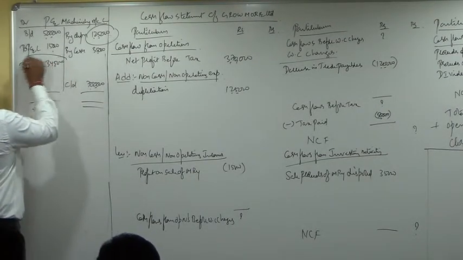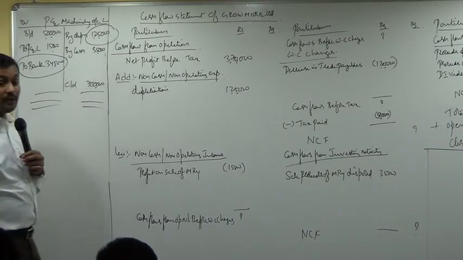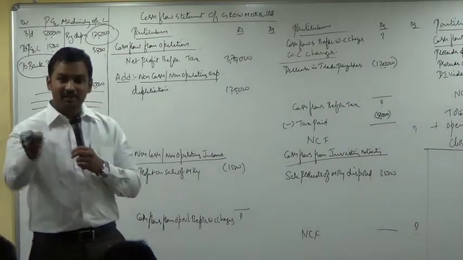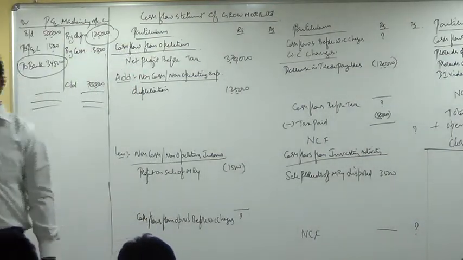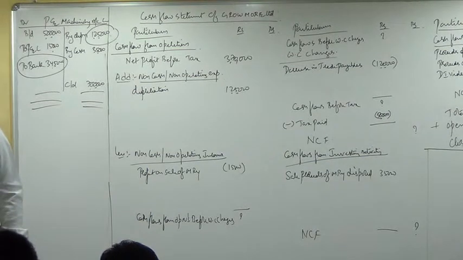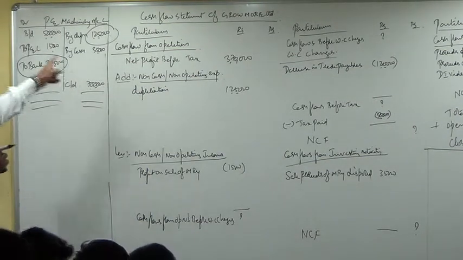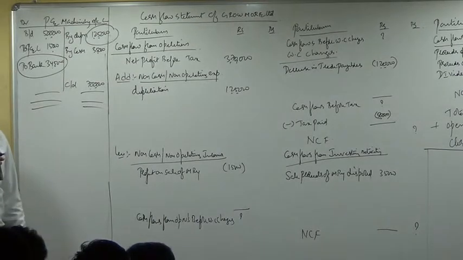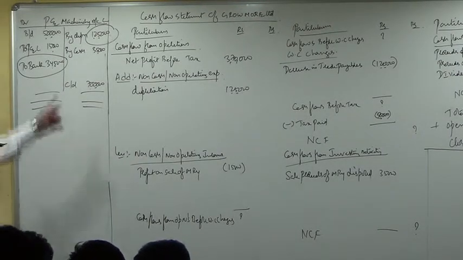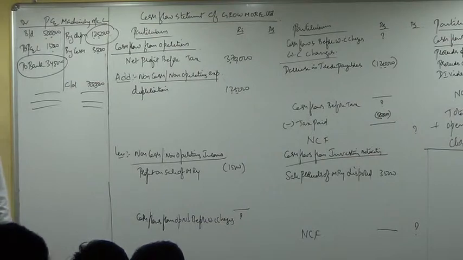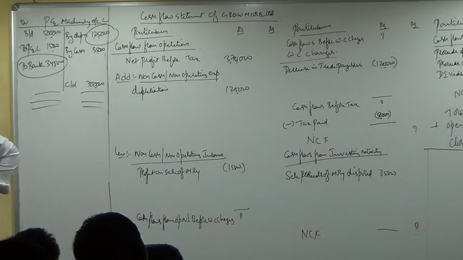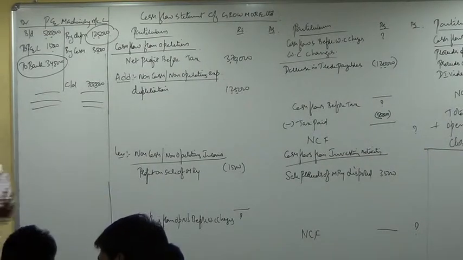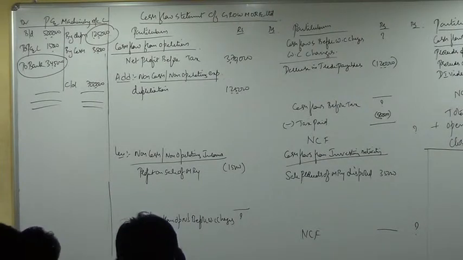Sir, is there a way to calculate this purchase without preparing the account? Yes. Press on your calculator. Opening WDV 5 lakh minus depreciation 1,25,000. Listen to me. If there were no purchases, if there were no sales, this should have been the closing balance. How much should have been the closing balance?